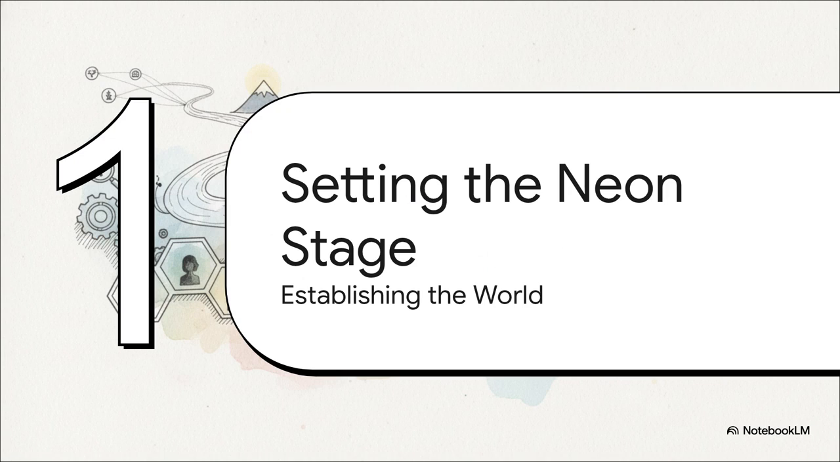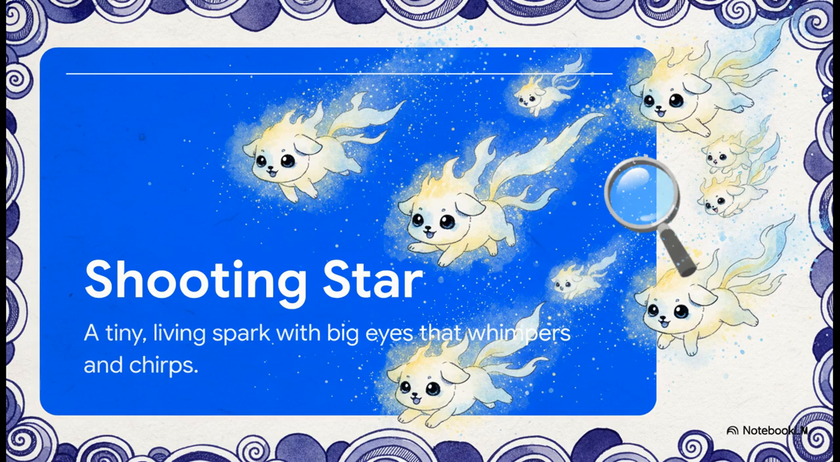Section 1. Setting the neon stage. Establishing the world. So this introduces the first core pillar of our storytelling mechanics, establishing the objective before the action even begins. And what's really interesting here is how the text handles that objective. Usually, when you think of a shooting star, it's just a rock burning up in the atmosphere, right? But the text redefines it entirely.